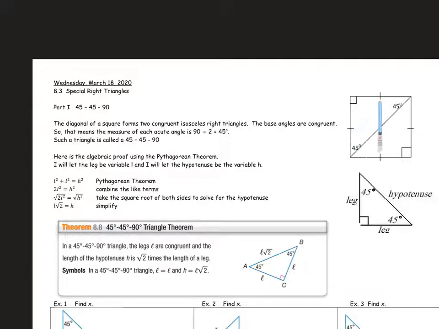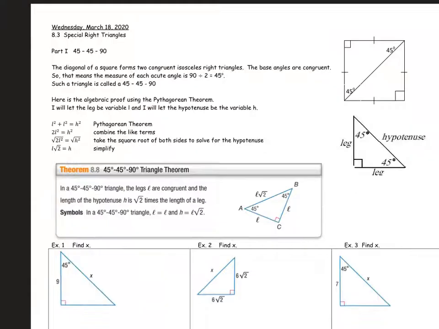We know the legs are congruent. Therefore, if the legs are congruent, we know that the angles opposite those legs are congruent. So the base angles are congruent. So that means that each measure of that acute angle will be 45 degrees. Why is that? We know that this is 90 degrees. All triangles add up to 180. So these two angles are 45 degrees. And this is what we call a 45-45-90 right triangle.